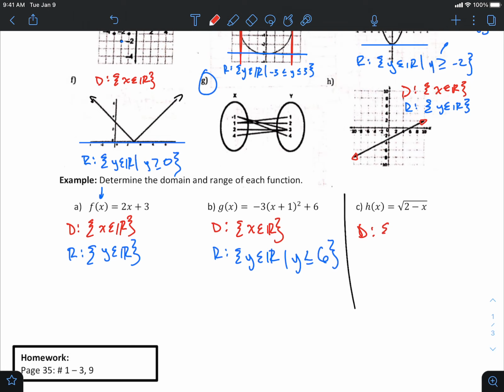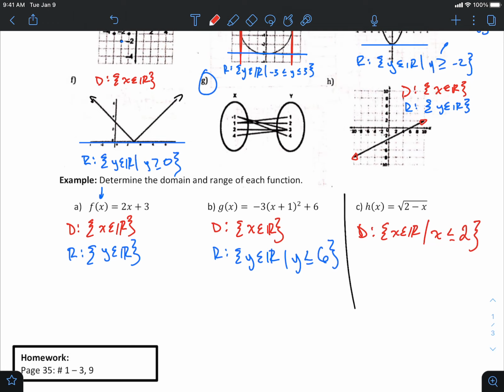So the domain, nothing else really changes. You can say it can be any value of x. It just has a boundary on it. You just can't have any value bigger than 2, right? So it's x ∈ ℝ such that x has to be less than or equal to 2.